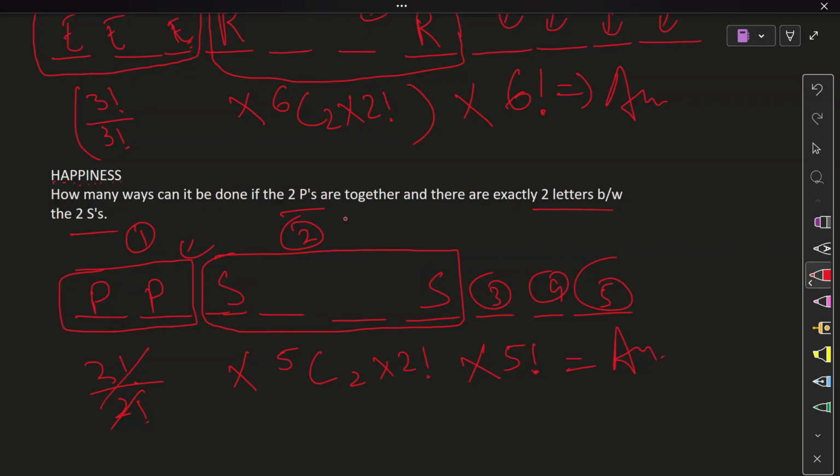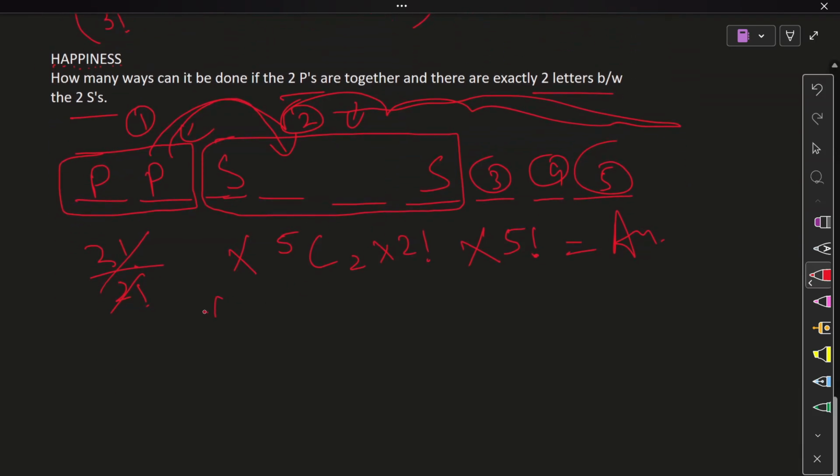See, when I count these as positions, this P will never make it inside the box. It will only move about this box, and this box will only move about P and these positions. But what I'll miss is there can also be a condition when the two S's are apart and the 2 letters that are between them are the 2 P's and they are together. So that is the case that I need to consider separately.